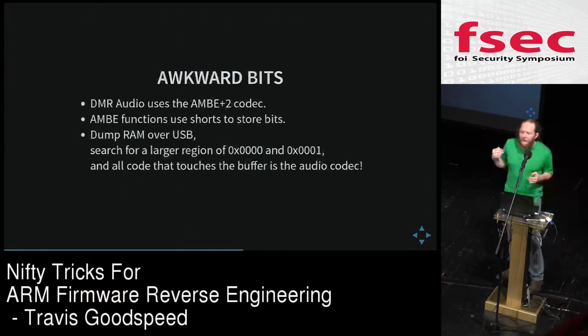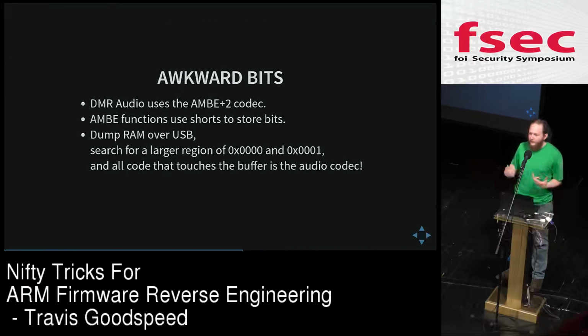You then need to find the audio codec code that actually compresses and decompresses the sound. So DMR audio uses the MBE codec. And the MBE functions use shorts. They use 16-bit values, even though the registers are 32 bits wide. And they don't do any of the bit striping, which is a fancy performance hack that this platform supports, but that does not exist in normal C code.